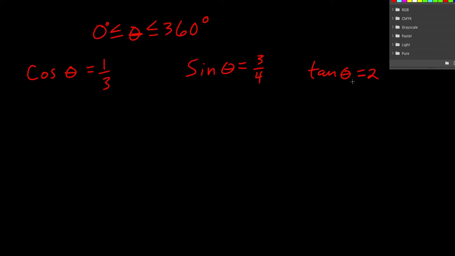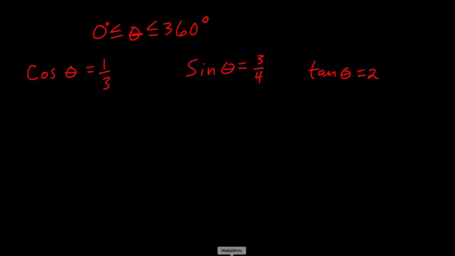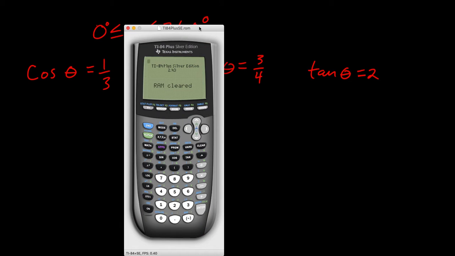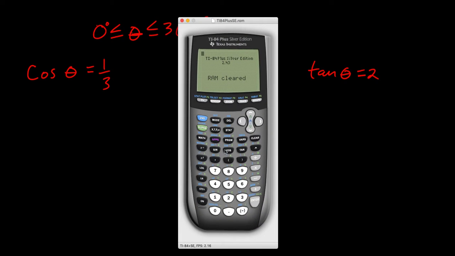Okay, so we're going to open up our calculator. And first off we want to double check. We go to mode. We're in radians right now. So we want to go to degrees, once again, because our angle was defined in degrees.